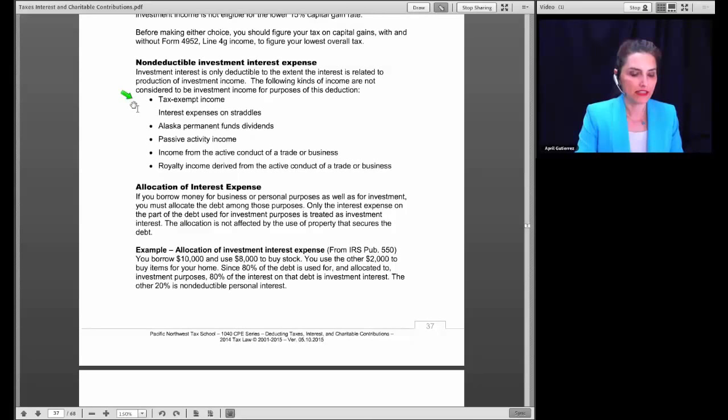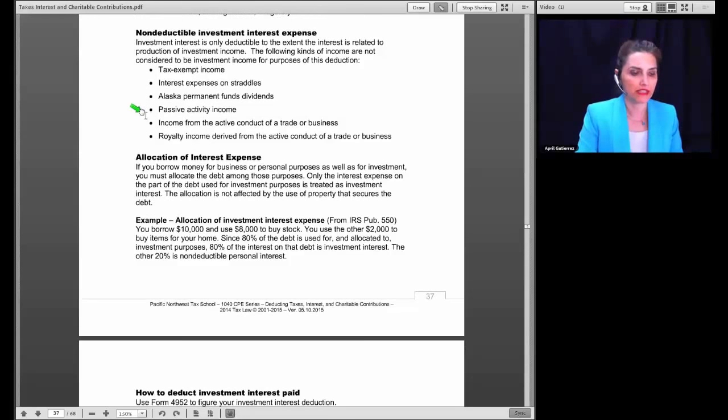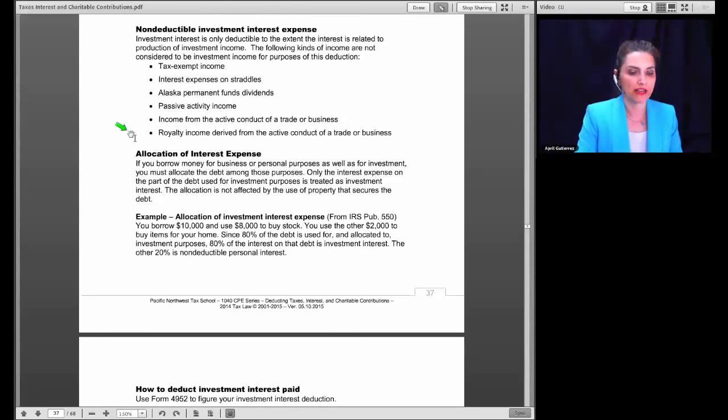Firstly, we have tax-exempt interest income, interest expenses on straddles, Alaska permanent dividends, passive activity income, income from the active conduct of a trade or business, and royalty income derived from the active conduct of a trade or business. So any kind of interest expense you have associated with these kinds of income activities is not going to be deductible as investment interest expense.